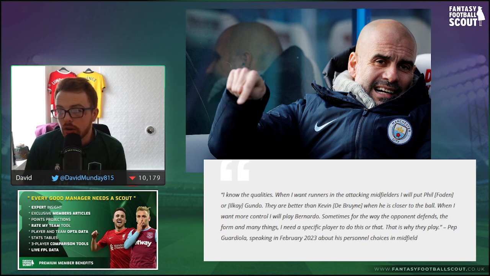So when I want runners in the attacking midfielders, I will put Phil Foden or Ilkay Gundogan in the team. They are better than Kevin De Bruyne when he is closer to the ball. When I want more control, I will play Bernardo Silva. Sometimes for the way the opponent defends, the form, and many things, I need a specific player to do this or that. That is where they play.